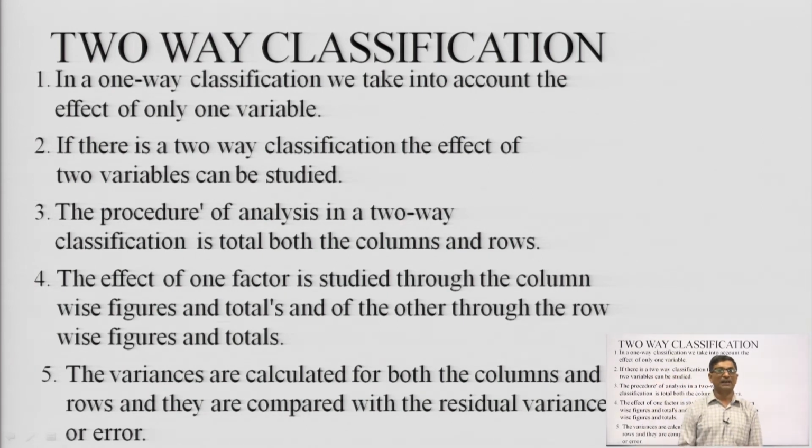In two-way classification, in one-way classification we take into account the effect of only one variable, while in two-way classification the effects of two variables can be studied. The procedure of analysis in two-way classification is to total both the columns and rows. The effect of one factor is studied through the column-wise figures and totals, and the other through the row-wise figures and totals.